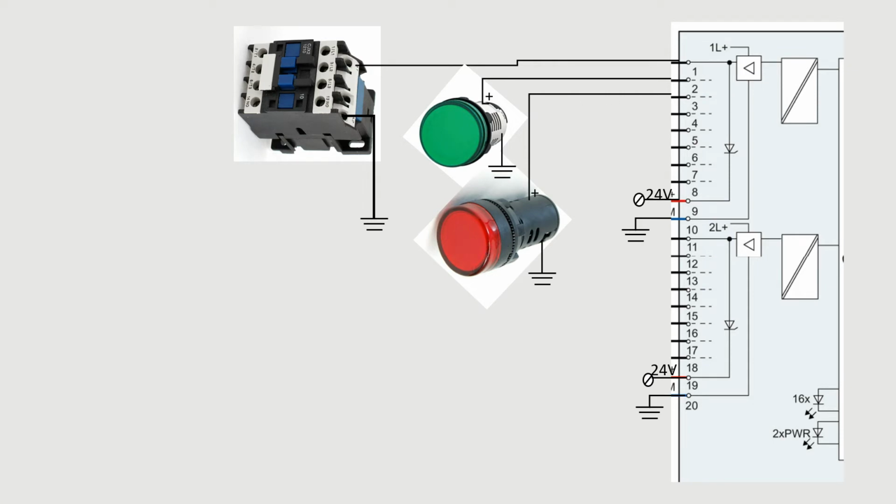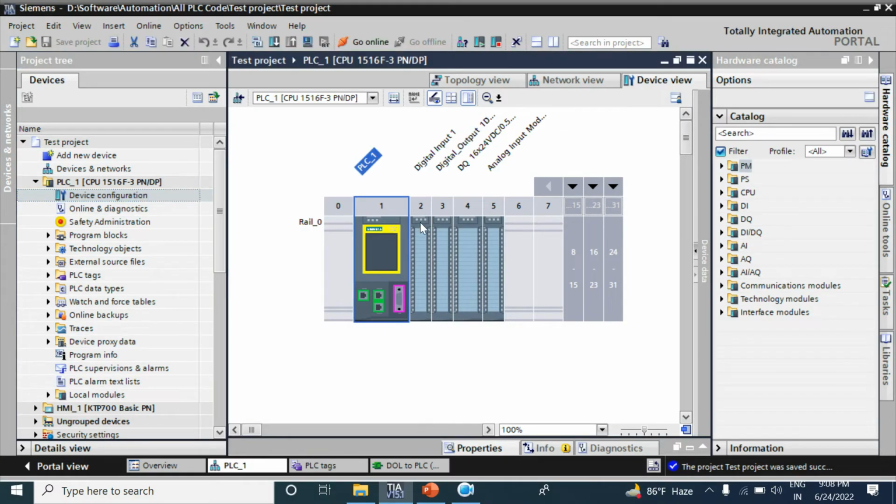Let's go to TIA portal for the programming. Here I have already taken the digital input module and output module and configured them, because it needs time to configure. You can watch my other video to check how to add and configure the digital input output module from this I button, top right corner.